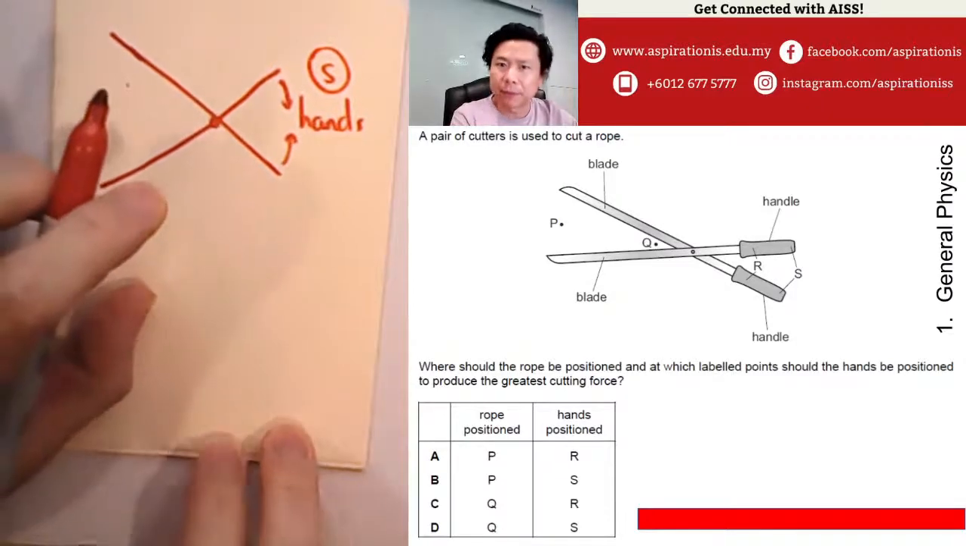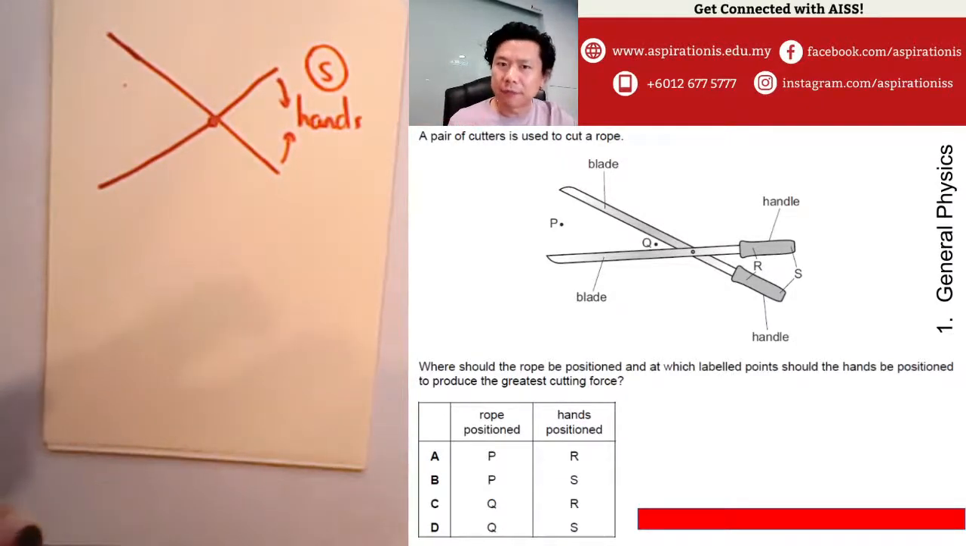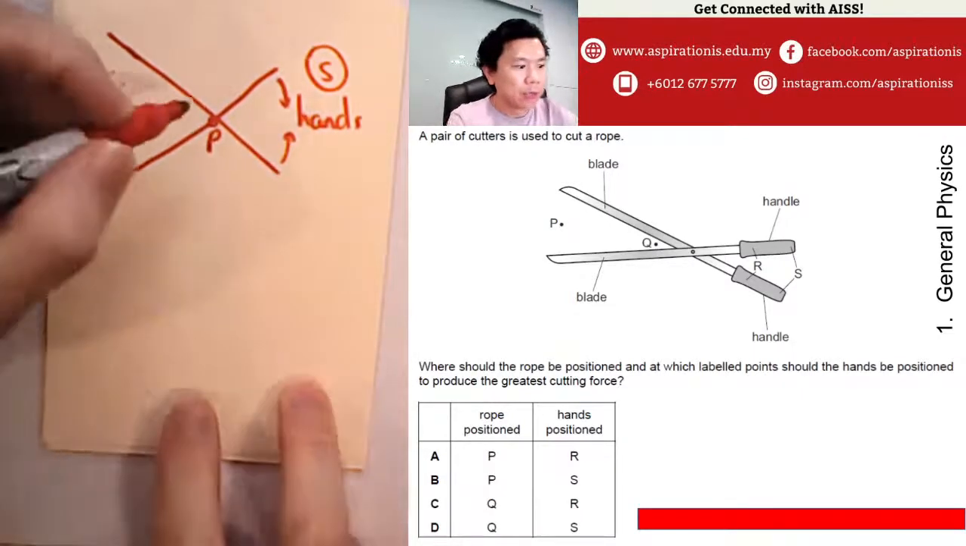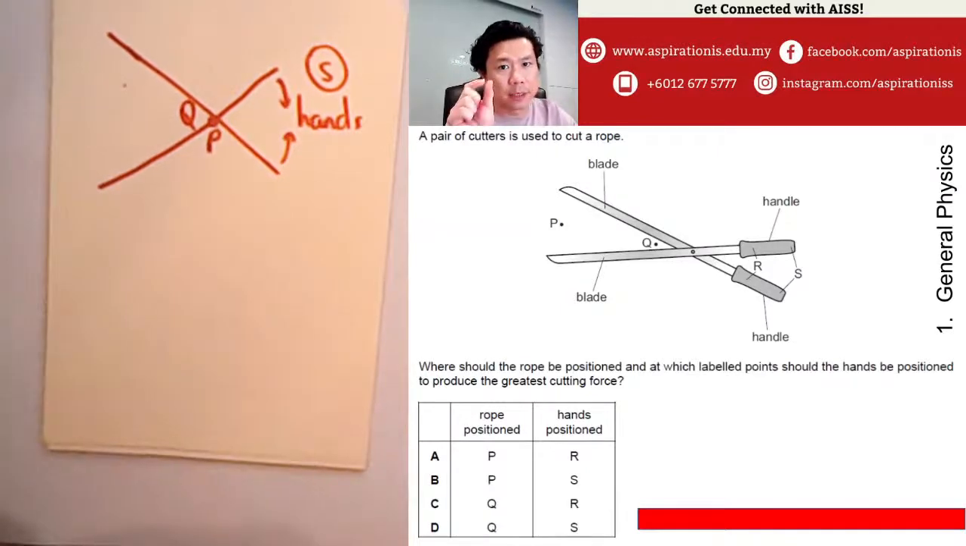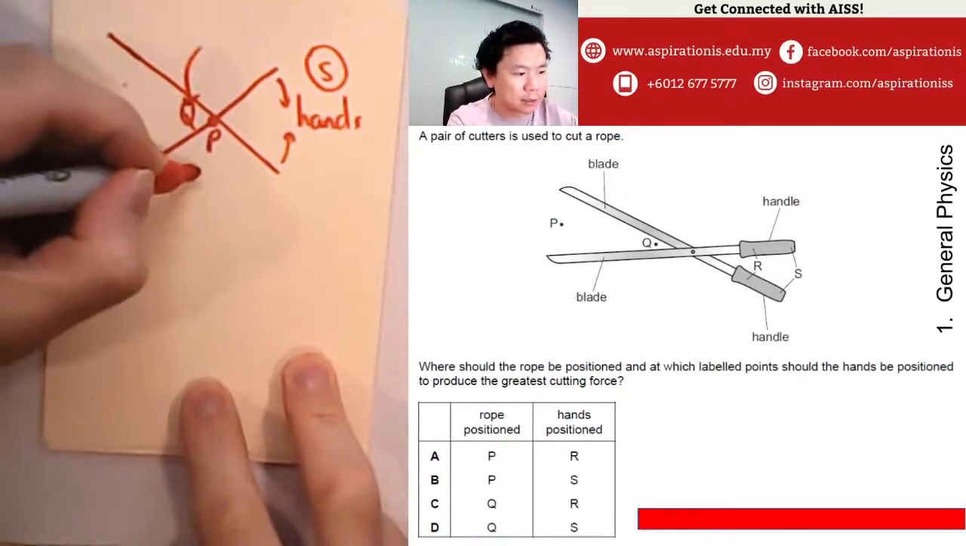All right, so remember, the further you are from the pivot, the less force. The nearer you are, the more force. And for the object that you want to cut, I'm sure you want to apply the most force, right? If you want to exert more force on the object, I'm sure you want the distance to be small, correct? So Q is where the distance to the pivot is the smallest, so the force is the greatest.